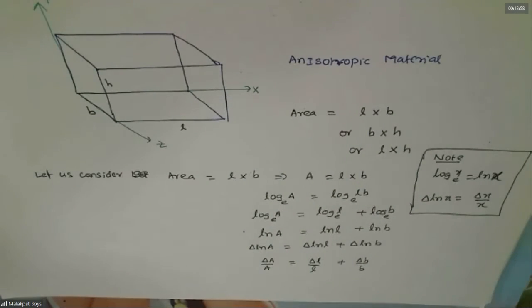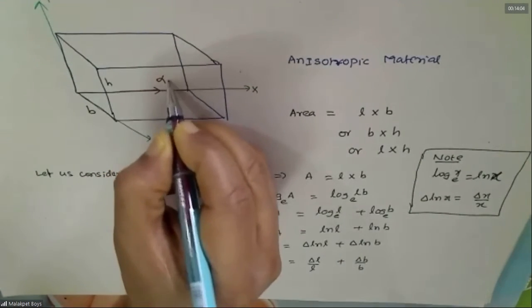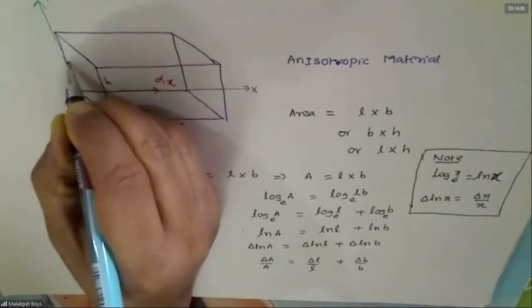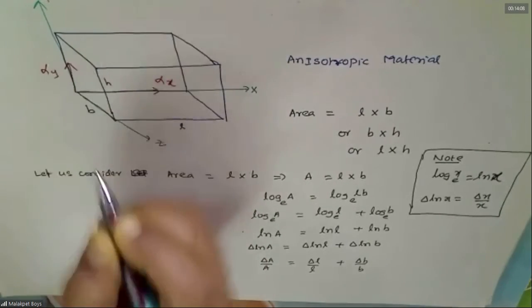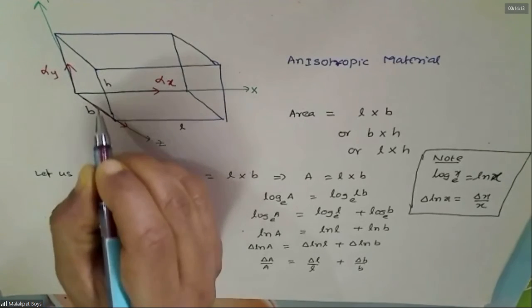So here the properties are not the same. Say this is along the x-axis, let it have alpha x. Along the y-axis the value is alpha y. Along the z-axis the value is alpha z.